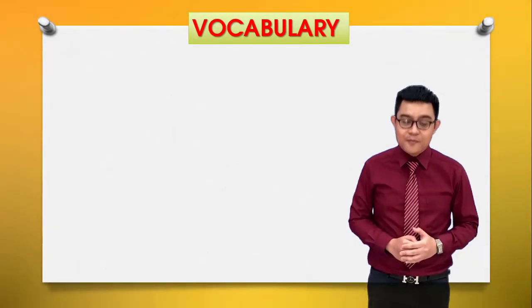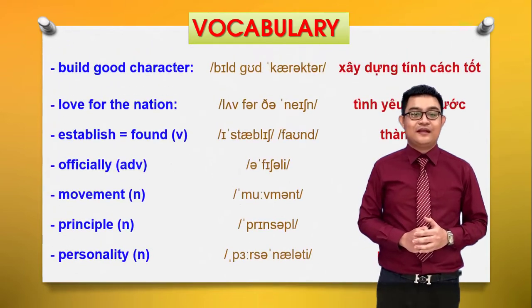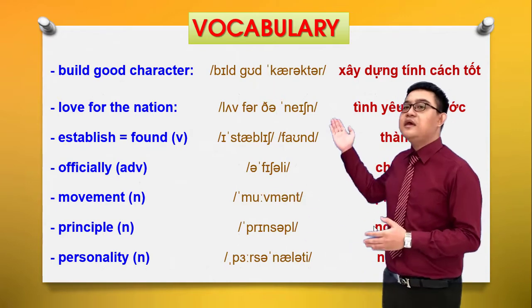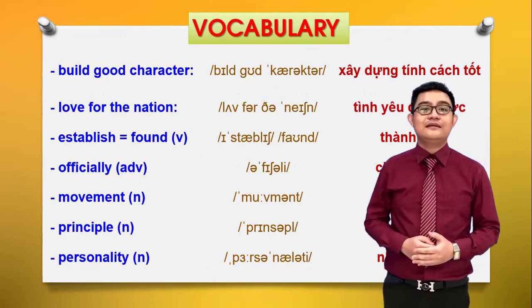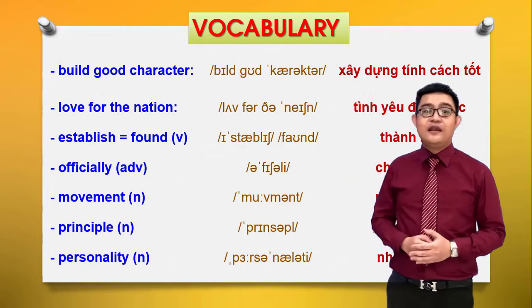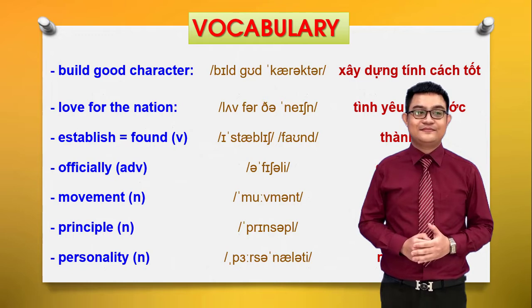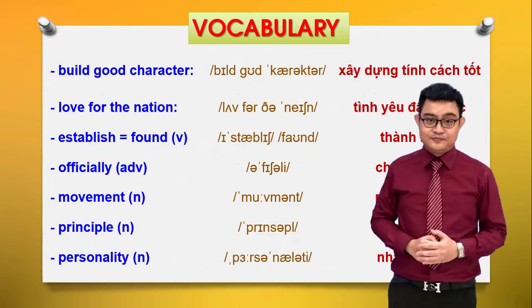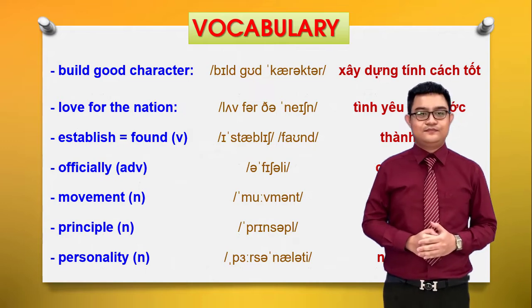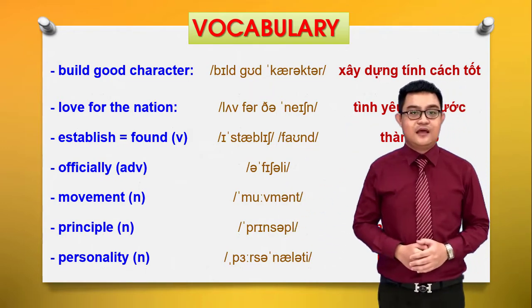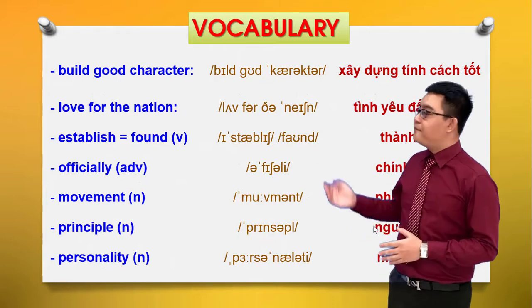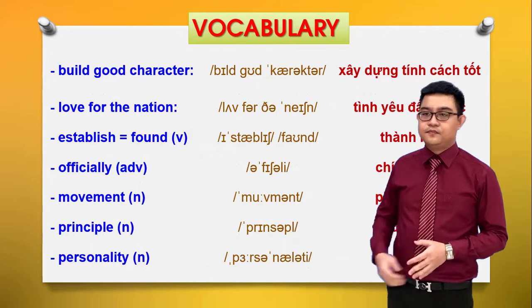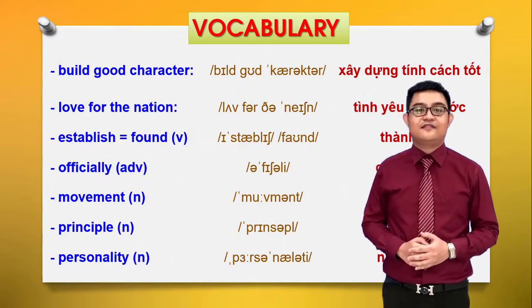First, we learn some vocabulary in the reading passage today. Now, have a look at the screen. Let's repeat these words with me. Build good character. Love for the nation. Establish. Found. Remember, they have the same meaning. Officially. Movement. Principle. Personality.